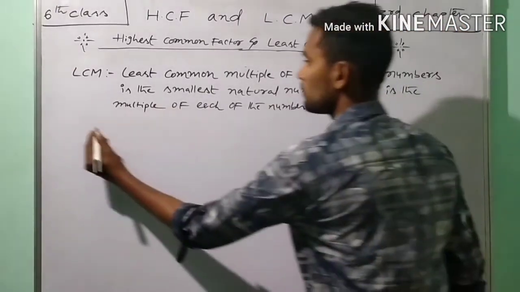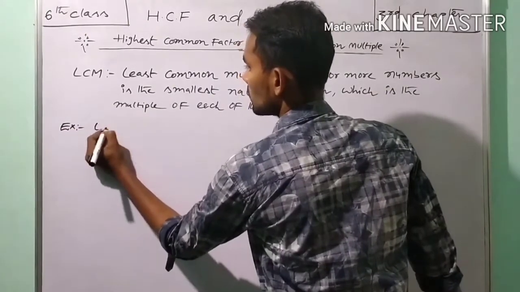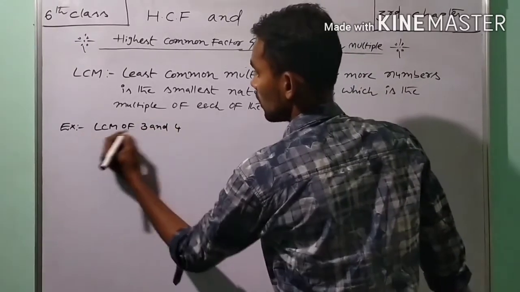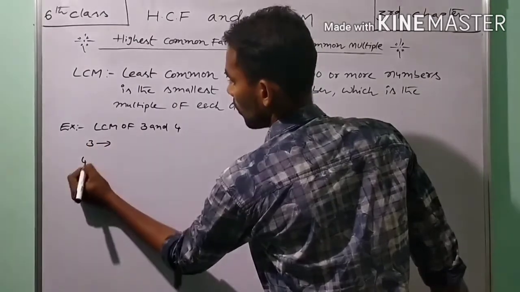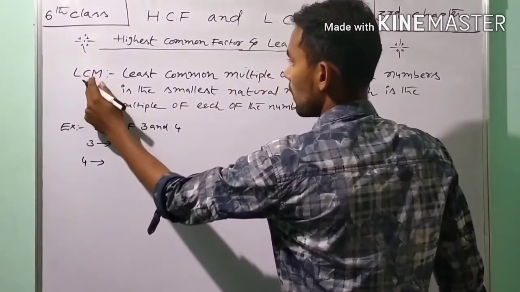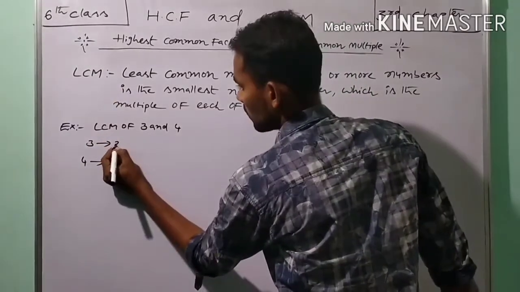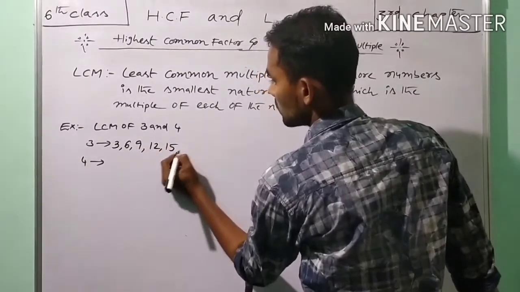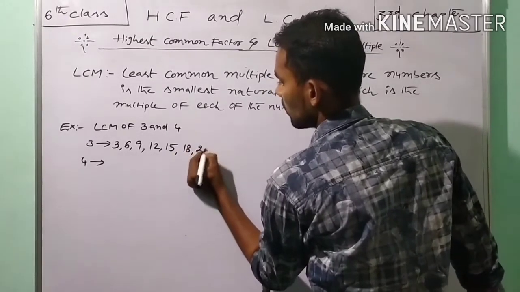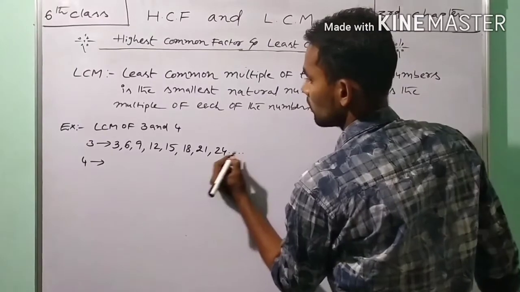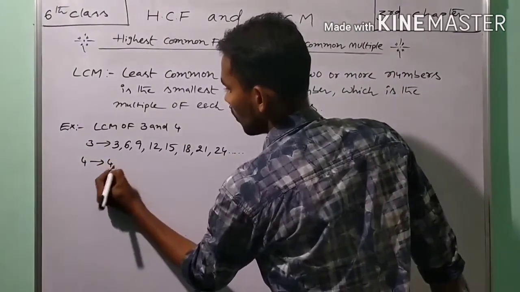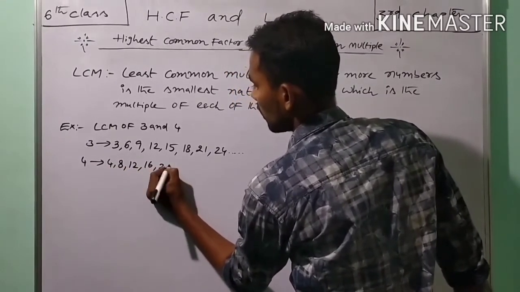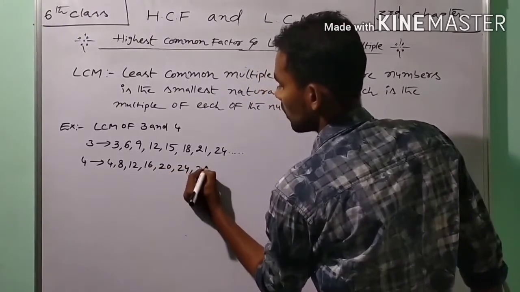For example, LCM of 3 and 4. LCM means least common multiple. 3 multiples: 3 1s are 3, 3 2s are 6, 3 3s are 9, 3 4s are 12, 3 5s are 15, 3 6s are 18, 3 7s are 21, 3 8s are 24, and so on. 4 multiples: 4 1s are 4, 4 2s are 8, 4 3s are 12, 4 4s are 16, 4 5s are 20, 4 6s are 24, 4 7s are 28, and so on.